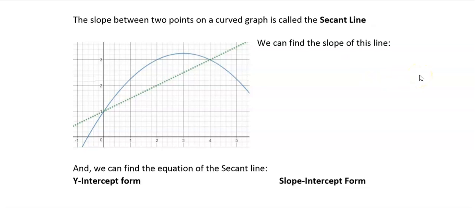Now, what if you're looking at a line that intersects a curve in two places, in 2 points? That is what we call a secant line, S-E-C-A-N-T. Calculating the slope of a secant line that intersects a curve is really no different than what we've just done.